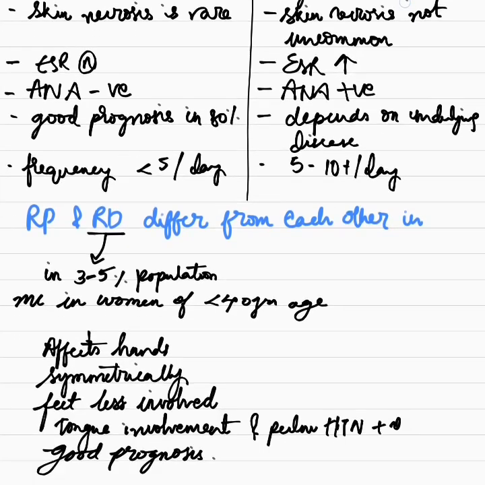So to summarize, Raynaud's phenomenon and Raynaud's disease differ from each other in the fact that Raynaud's disease is seen in a lesser number of the population, that is only 3 to 5% of the population, and it is more common in women of less than 40 years of age, or more common in adolescent women and women of younger age group. It affects the hands symmetrically, and feet are less involved. Tongue involvement and pulmonary hypertension may be present, and it usually has good prognosis.